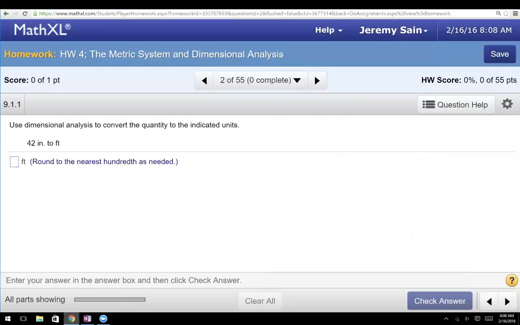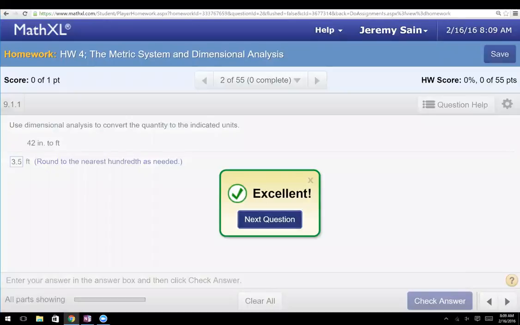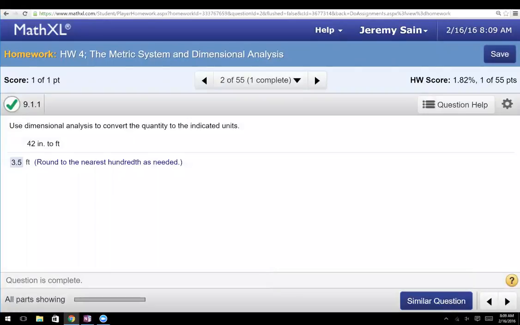So there we are. 42 inches to feet. Yeah, 3.5 feet. The only thing that can trip you up on these, basically on every one of these questions, it's either multiply by a number or divide by a number. And you can get confused by that pretty easy, but the easiest thing to do is just think, okay, a foot is bigger than an inch.